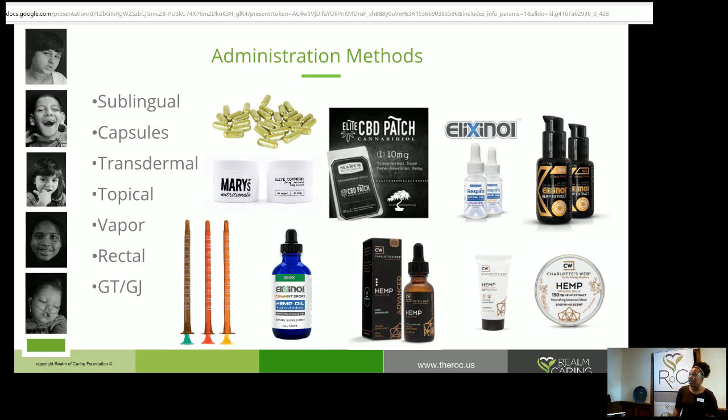Another administration method is G-tubes and J-tubes. Now, I briefly touched on this in the previous slide. You can still use oils, and that's really going to be the only administration method other than like patches or something like that.